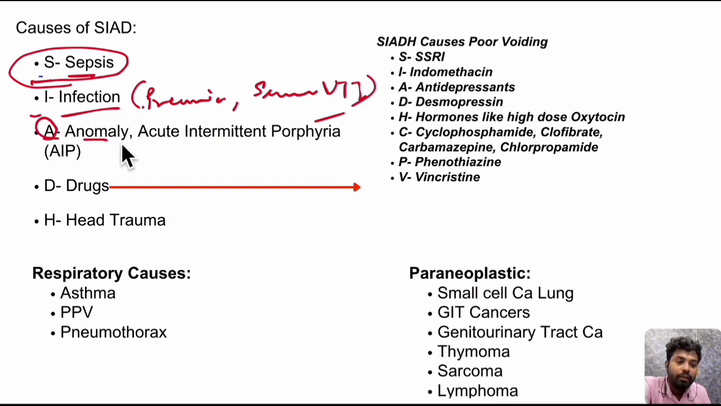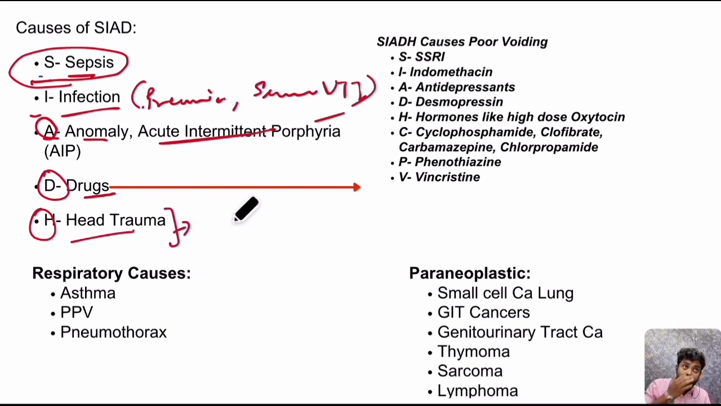Anomaly, cerebral arteriovenous malformations, one cause, and acute intermittent porphyria. D for drugs, and H for head trauma. Head trauma has a triphasic response. Initially with trauma, your stalk is injured, so that's when all the hormones are excreted, so you are having a polyuric phase and like that. It is mostly discussed with diabetes insipidus. Okay, a patient will have hyponatremia, then hypernatremia, and then again hyponatremia like that. Okay. Respiratory causes like asthma, positive pressure ventilation, and pneumothorax are most important.